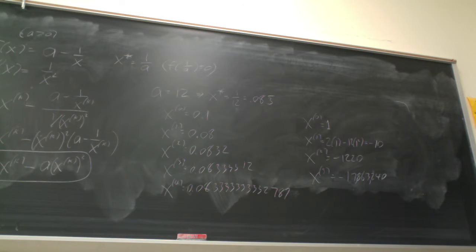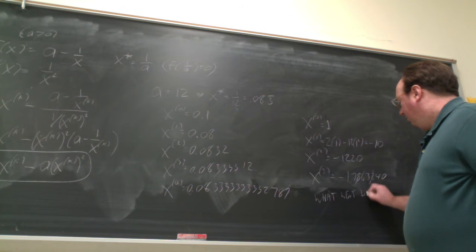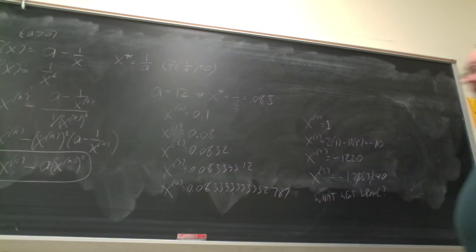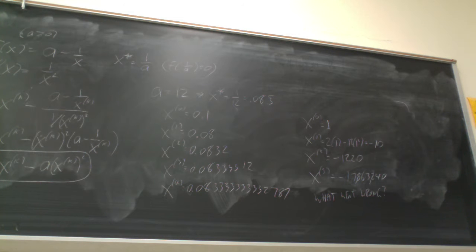Okay, so minus 17 million plus. So it seems like we're not going to converge to 112 in this case. So naturally we want to find out how could this have gone so badly? It turns out we can get the answer by looking at a graph of this function, a minus 1 over x, because this function has a vertical asymptote at x equals 0.